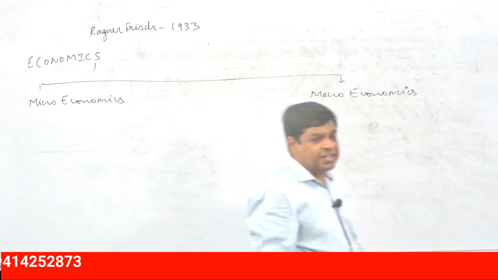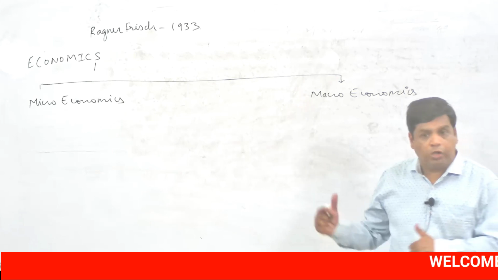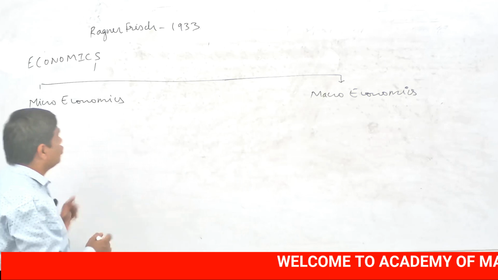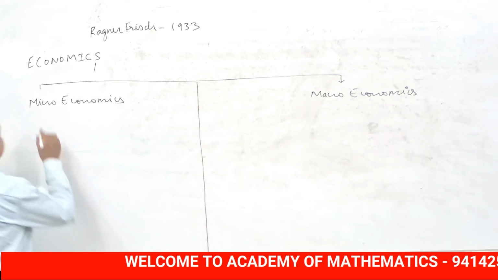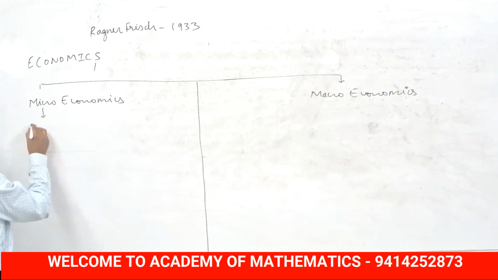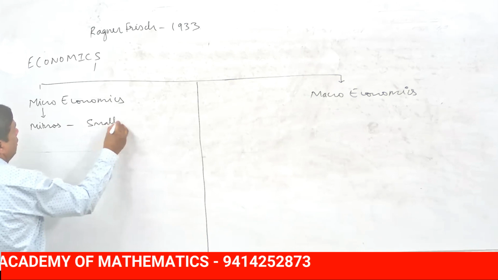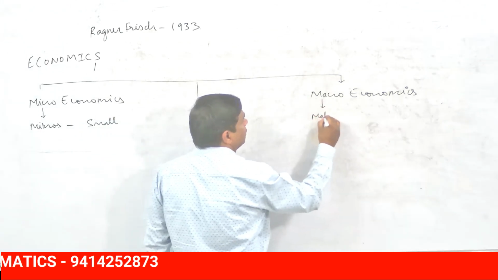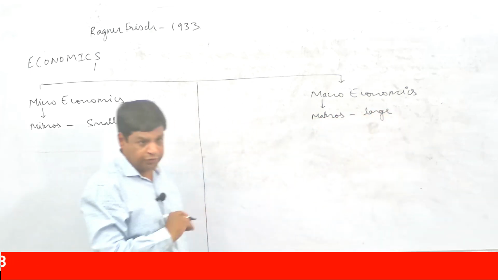See, statistics is also part of macroeconomics, and Indian economy also belongs to the area of concern of macroeconomics. These two branches, micro and macro, we have to discuss. See, the word micro is derived from the Greek word micros, which means small. And the word macro is also derived from the Greek word macros, which means large.